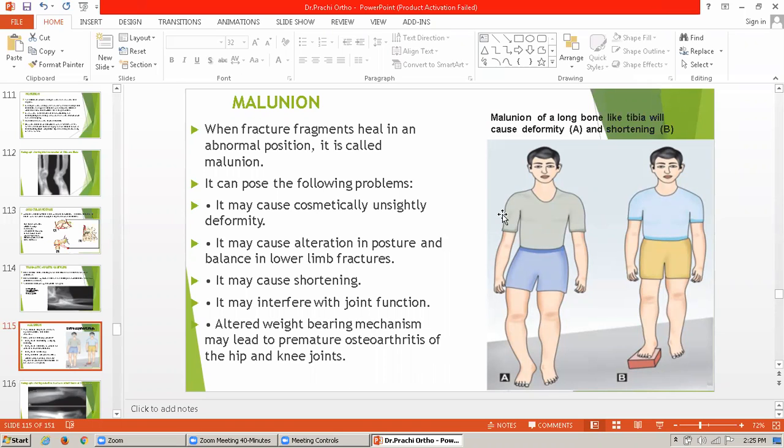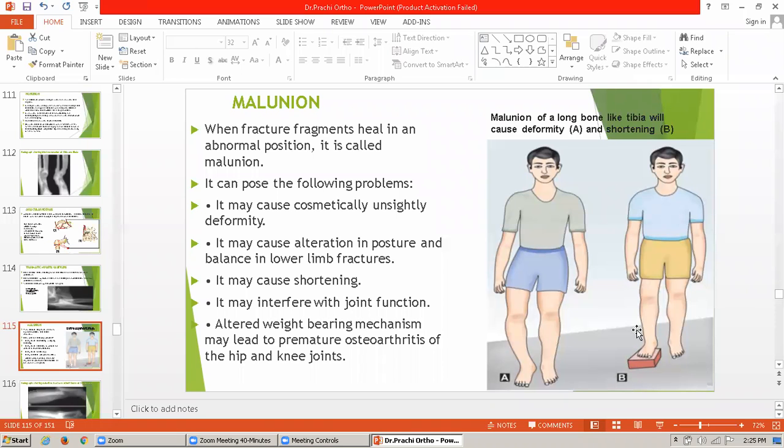So this is a diagram of malunion of the long bone, the tibia, which will cause deformity, seen in diagram A, and in the diagram we can see shortening. So this is a type of malunion.